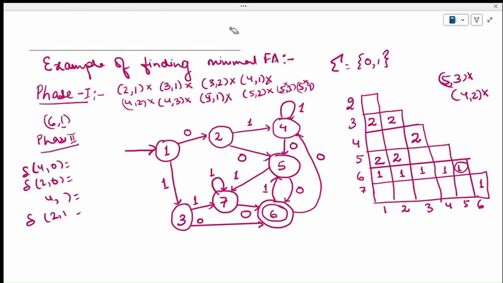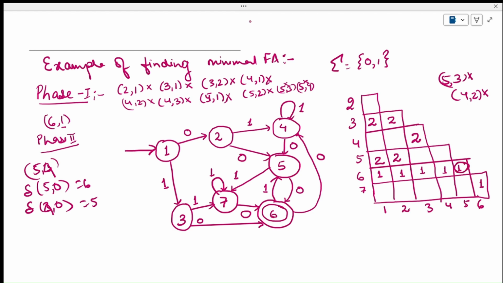So now we'll move to the next cell. Repeat the process, 5 on reading 0 and 4 on reading 0. 5 3 we have already checked, sorry, 5 4. 5 on reading 0 is going to state 6. 4 on reading 0 is going to state 5. Check 6 5 is marked. Yes, 6 5 is marked. We can see here, this is the place 6 5 is marked. So 5 4 is also marked, and we will put this value here.